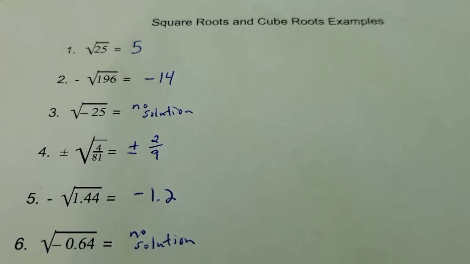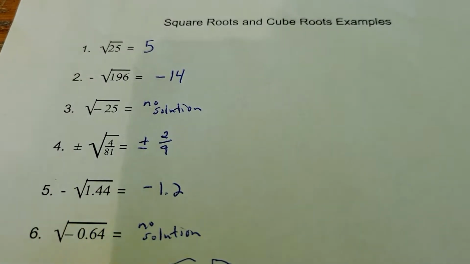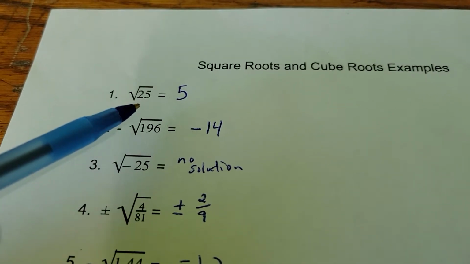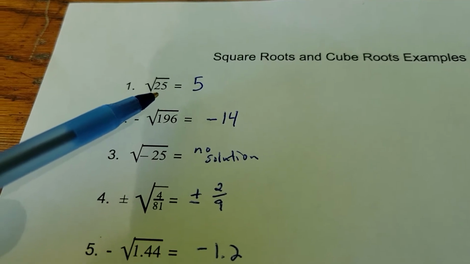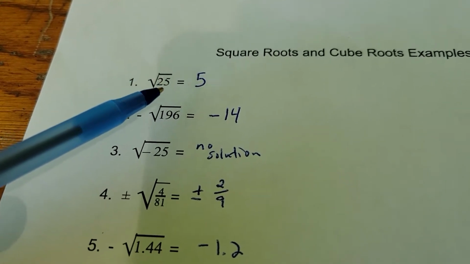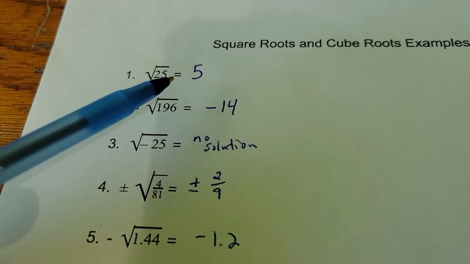Alright, today we're going to be working with square roots and cube roots. We're going to show you some examples of how to work with these. Now, a square root is what you're trying to find: a number times itself that got you this number. So the square root of 25 is 5, because you think 25 is like, what number times itself gets me 25? In this case, it's 5.